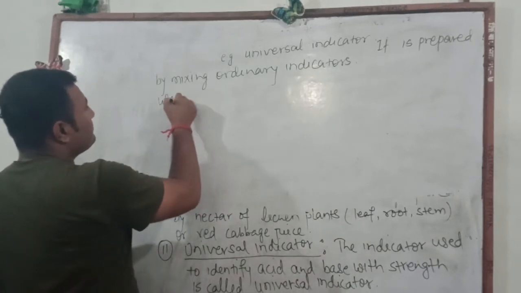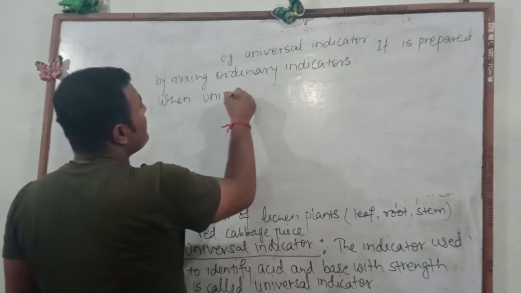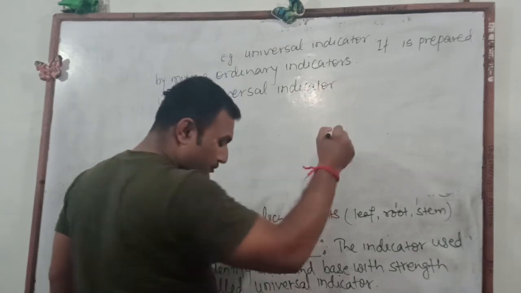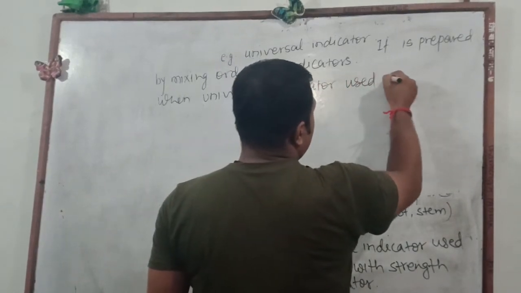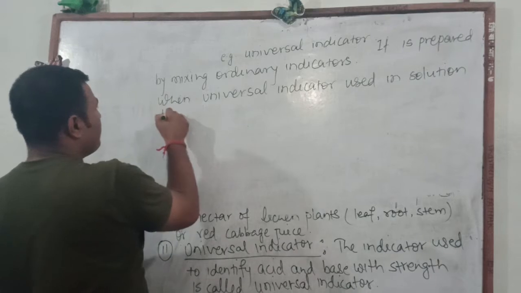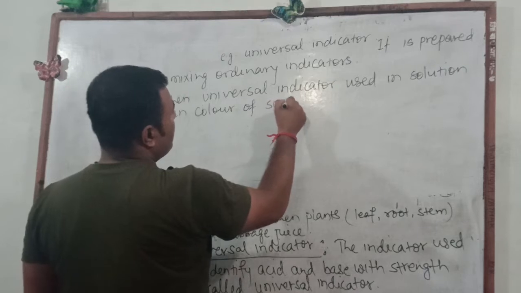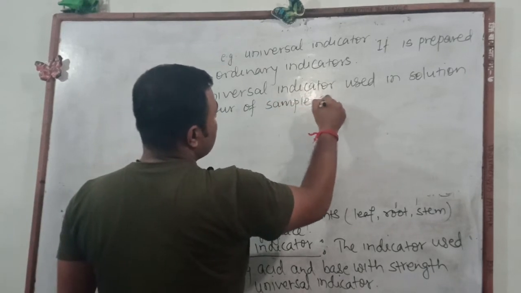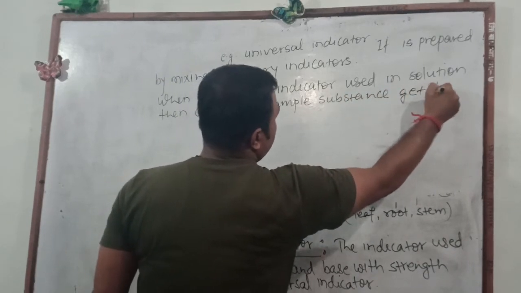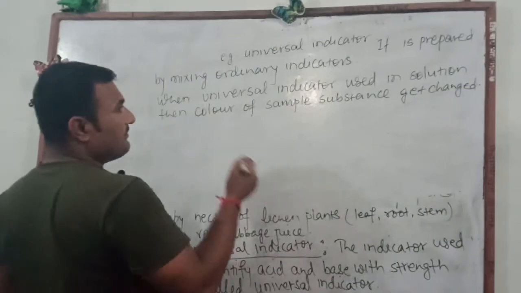And here we write: when universal indicator is used in a solution, then the color of the sample substance gets changed. जुन सैंपल दिएको हुन्छ त्यसको कलर चेन्ज भयो.